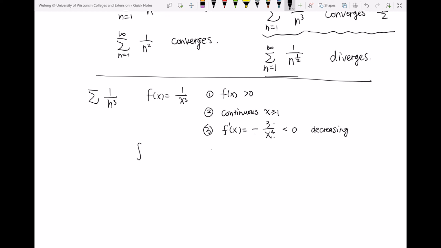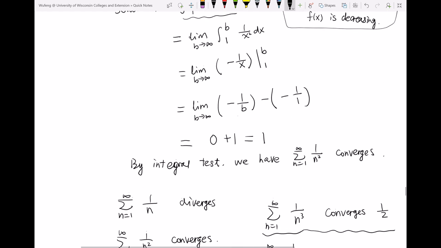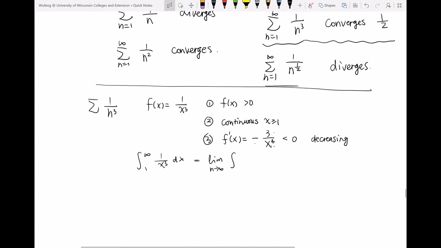We use the antiderivative. The integral from 1 to infinity of 1 over x cubed dx, well this is a limit as b goes to infinity. It's repeating the previous process again, okay? The integral from 1 to b of 1 over x cubed dx, an improper integral. So now I would like to call another student to tell me the antiderivative of 1 over x cubed. Niklas, could you please tell me what's the antiderivative of 1 over x cubed? Negative 1 over 2x squared.